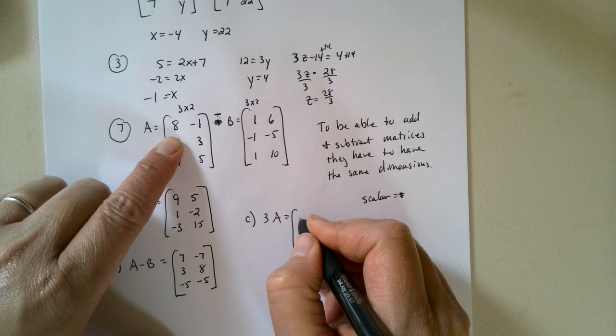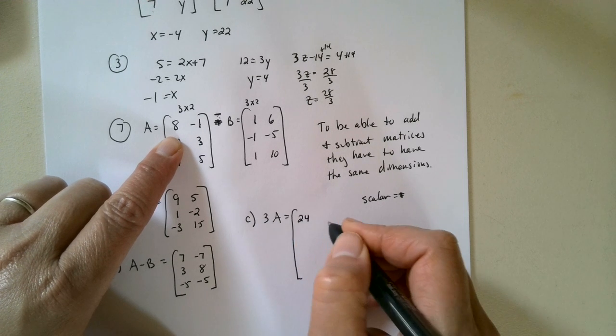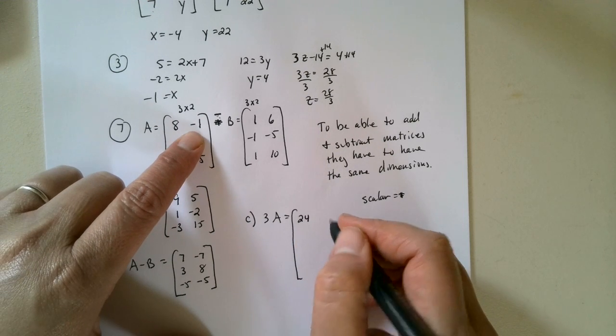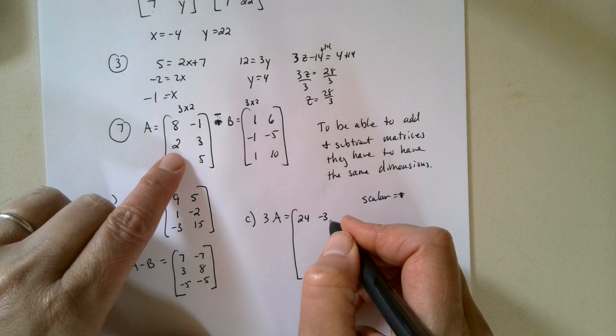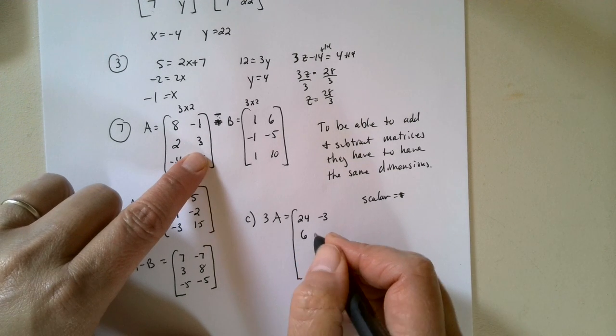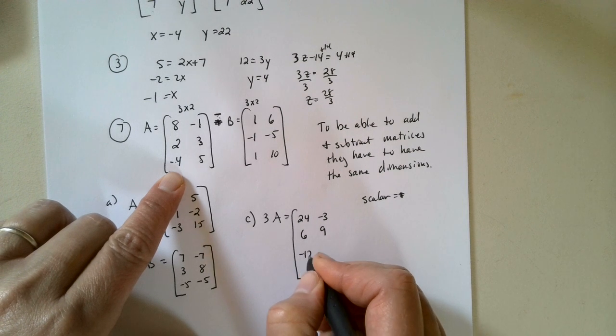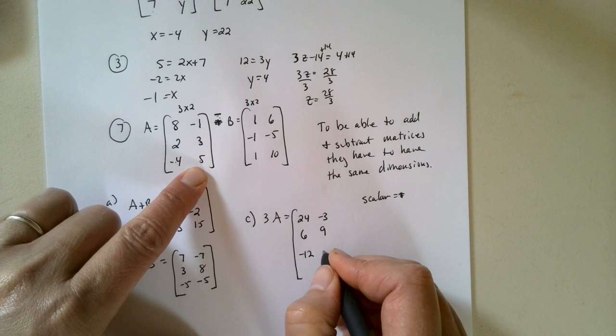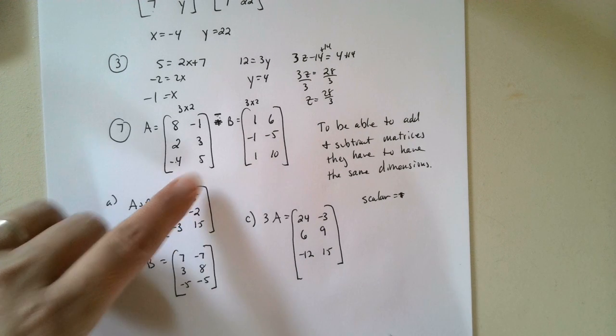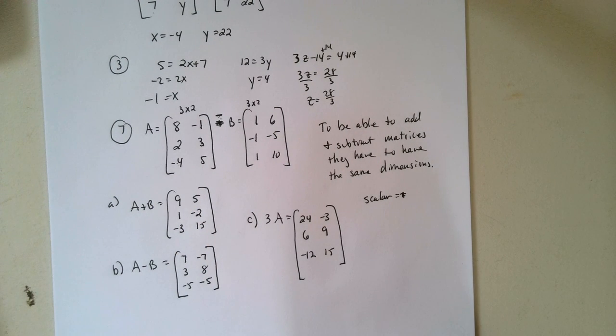3 times 8 is 24. 3 times -1 is -3. 2 times 3 is 6. 3 times 3 is 9. -4 times 3 is -12. And 5 times 3 is 15. So 3a would be 24, -3, 6, 9, -12, and 15.